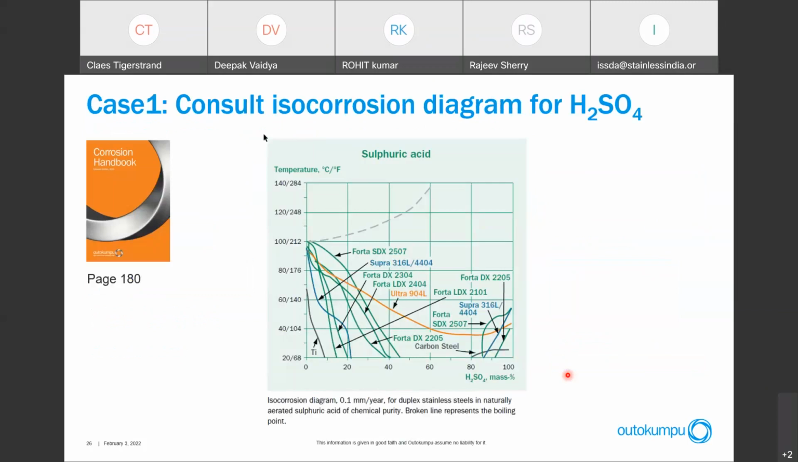First, to see if we can actually resist the 20% sulfuric acid, we can consult the corrosion handbook and look at an ISO corrosion diagram for sulfuric acid. What you have here is the temperature of your chemical on the vertical axis, and the composition of your sulfuric acid on the horizontal axis. And then you see the performance of different grades in this graph. So if you are on the left side or below the curve, then you're safe.